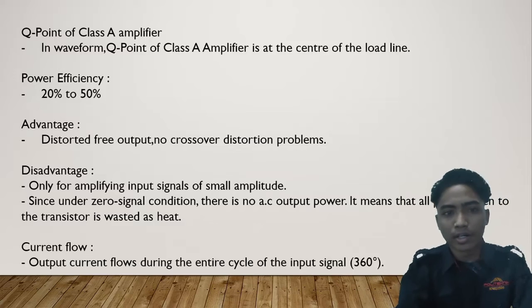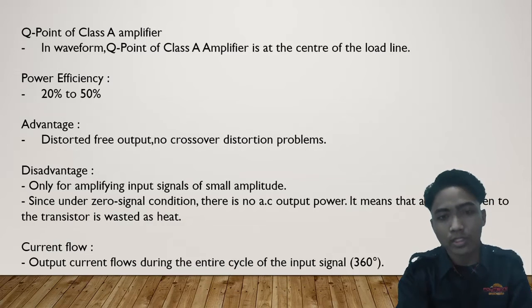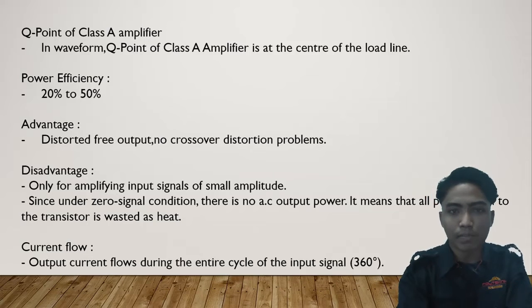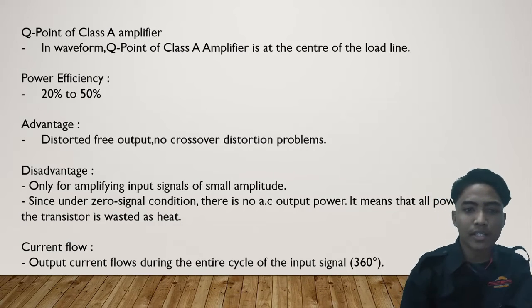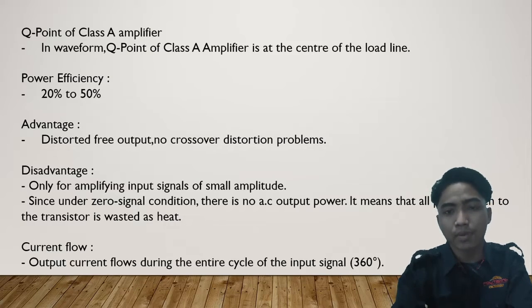Now, the Q point of a class A amplifier. In a waveform, the Q point of a class A amplifier is at the center of the load line. Why is it at the center? Because the transistor remains on throughout the input cycle. So the power efficiency is 20% to 50%. The advantage is distortion-free output, no crossover distortion problems in the waveform.